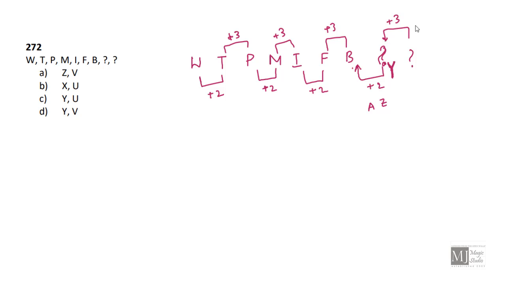Wonderful. Now from Y, I need to move back 3 places. So with Y, I have U and V. I select U. U, V, W, X, Y. Y minus 3 is U. Y and U fits in option C.